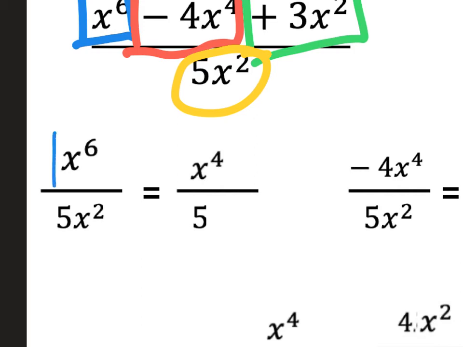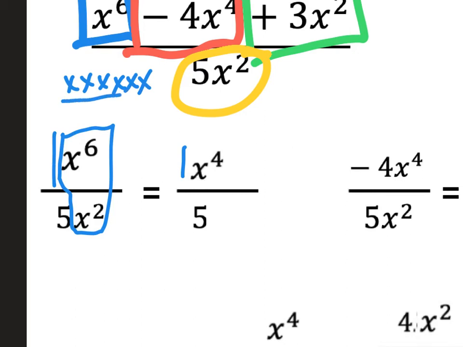Right, and when I do 1 divided by 5, that's already in simplest form, right? So I can't really simplify it anymore, so I'm just going to keep it as 1 over 5 over here. When I look at my variable terms, x to the 6th divided by x squared, this is the same as having 6 x's, so 1, 2, 3, 4, 5, 6. I'm going to divide it out by 2 x's, x x.